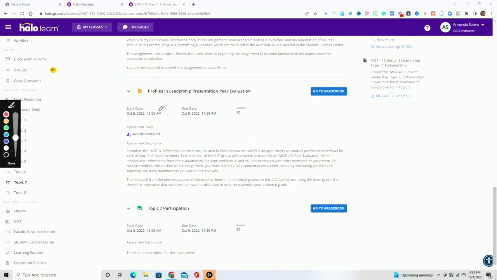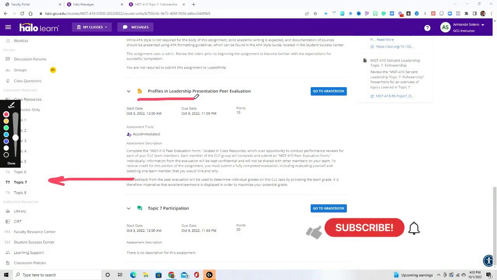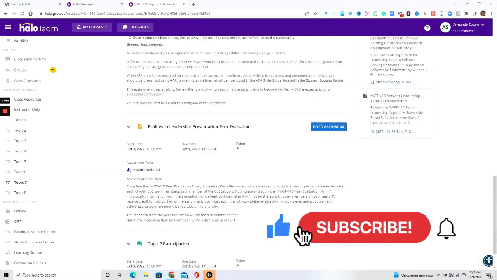Okay, just like you did in topic 6 or week 6, you will be completing the peer evaluation form. Again, that form can be located over here in the classroom resources. And if you have the form from last week, you can always just delete the content and redo it again. Remember, this will be specific to topic 7. So do not rate or judge your peers in your group based on what they did last week. It's based on what they do now here in topic 7 for this leadership presentation project.